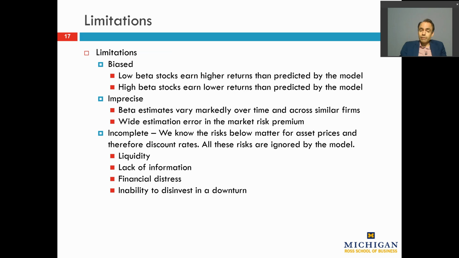Financial distress matters. We know that companies that on average are likely to be more exposed to financial distress trade at lower prices to otherwise similar companies. That's ignored by the capital asset pricing model because in theory these are all diversifiable risks and they don't count in that theoretical world. And finally, some companies have an inability to invest in a downturn.